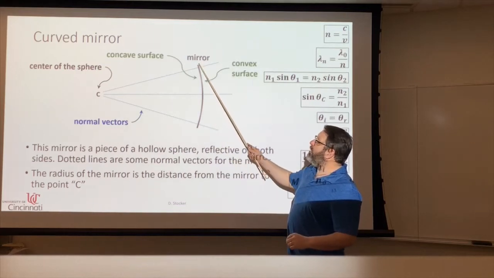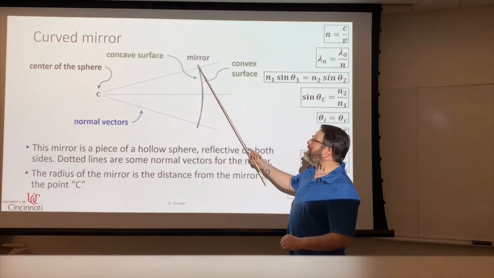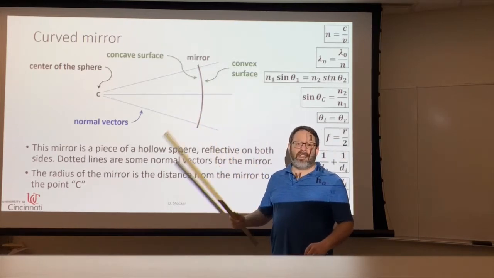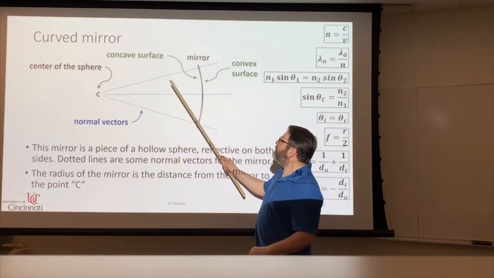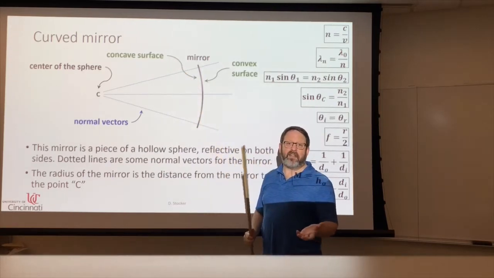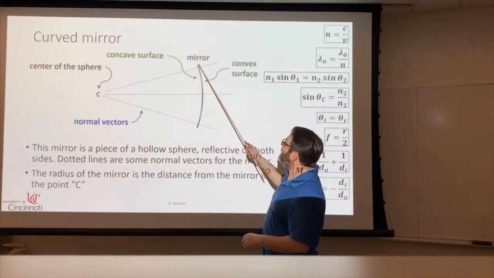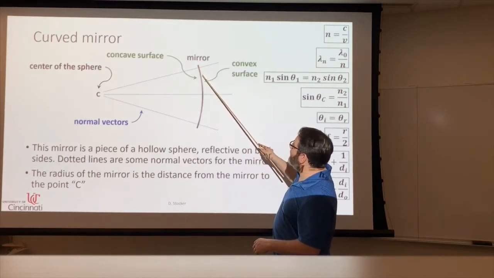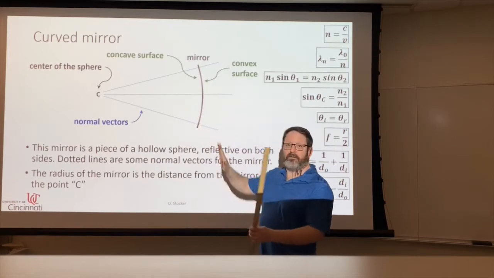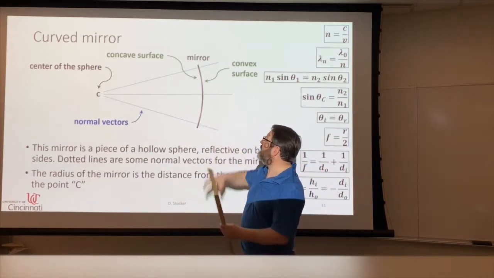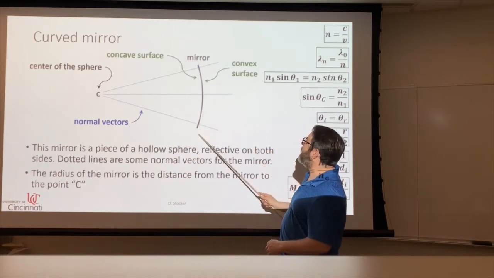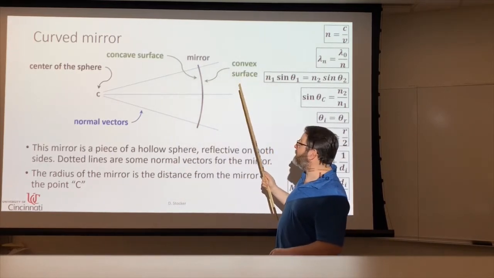Let's look now at what happens when you don't have a plane mirror, but a curved mirror. On this one, concave and convex. This is a good time to explain what those mean. The concave surface, think of it like a cave. That's why it's got that name. On this left side of the mirror, you can see that it's kind of caved in. That is the concave surface. The other surface, the one that bows out, is called the convex surface.